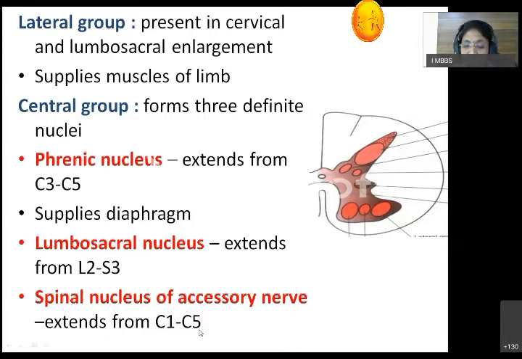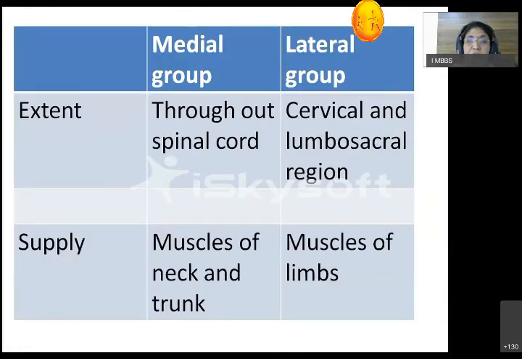So here you can see the comparison between the medial group and lateral group. Medial group extends throughout the spinal cord. Lateral group is present only in the cervical and lumbosacral region. Medial group supplies muscles of neck and trunk. Lateral group supplies muscles of limb.